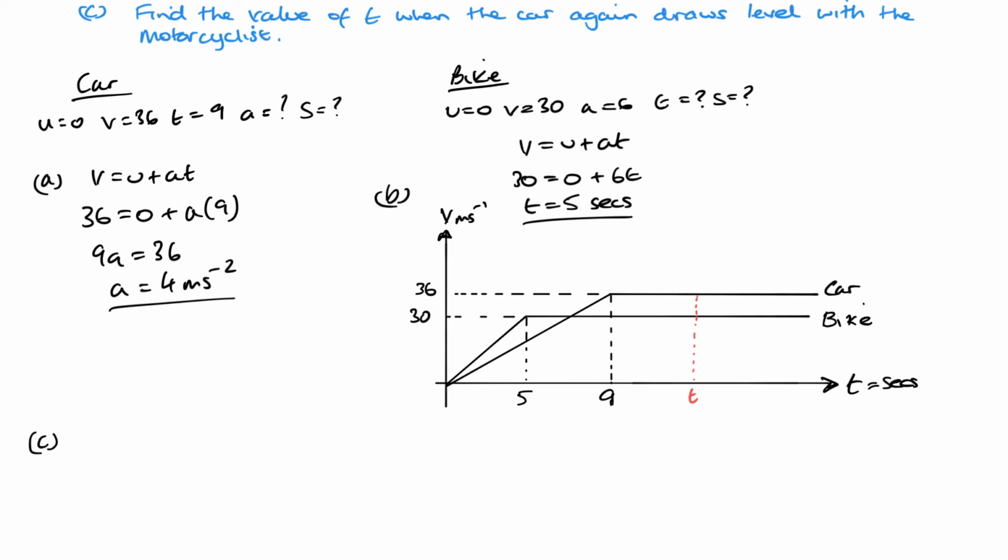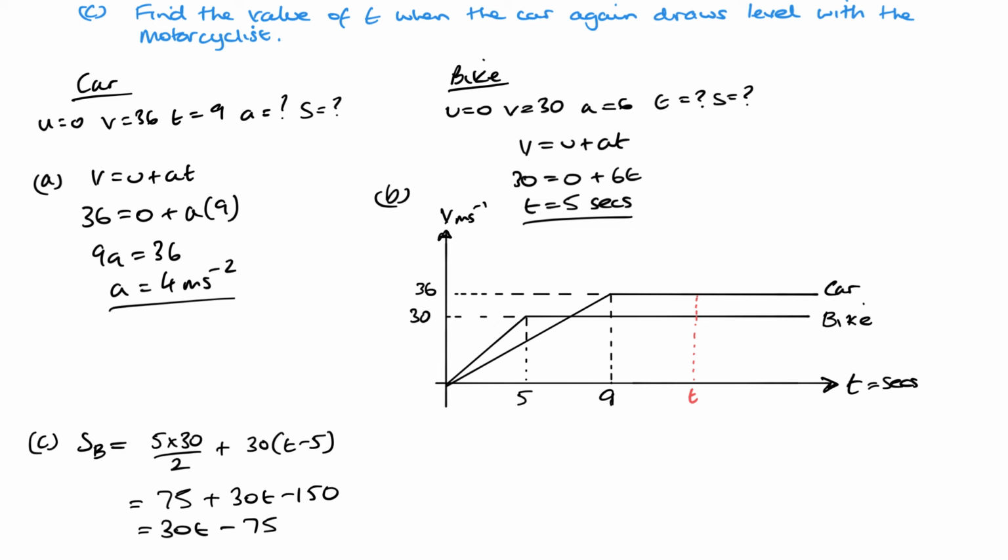So let's look at the distance the bike has gone. So the distance of the bike is going to be the area of this triangle. So 5 times 30 over 2 plus the area of this rectangle, which is 30 multiplied by t minus 5. As obviously that length is t minus 5, the height of the bike here is 30. And simplifying this, we get 75 plus 30t minus 150, or 30t minus 75.